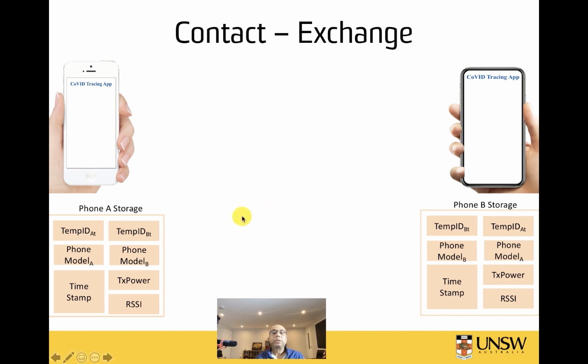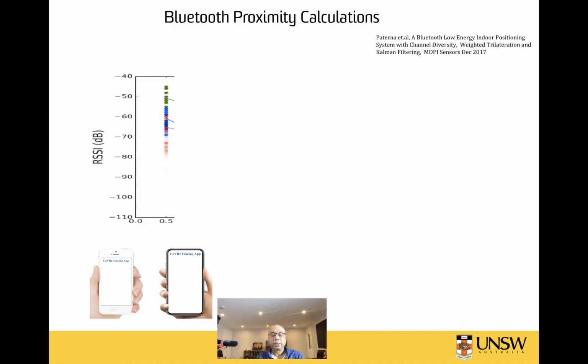So it's important to understand that no other information is exchanged beyond the IDs, the model, the transmission power, and the timestamp. So your phone number is not exchanged here. Be very clear about that. And I'll explain why things like phone model and transmission power are needed in a second.